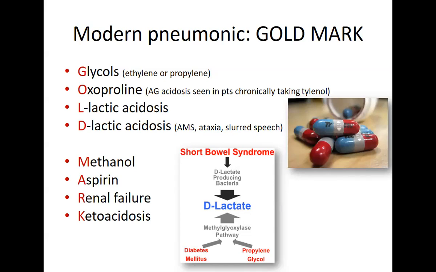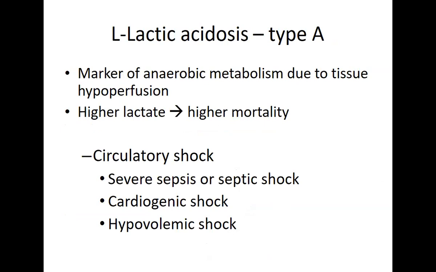Renal failure. CKD, early stages, does not lead to a gap acidosis. That leads to a non-gap acidosis. But as you are approaching end-stage renal disease, you start to hold on to some unmeasured anions like urate and hippurate, and that causes a gap to occur. And then ketoacidosis can be alcohol, starvation, or diabetic ketoacidosis. Some people put a second R in there, so MARRK for rhabdo would be another thing.